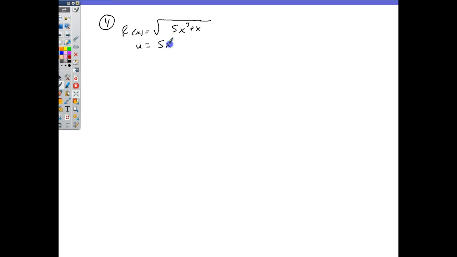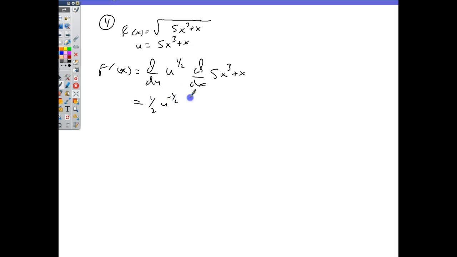Equals 5x cubed plus x. That's what's causing you the most angst. Yes. So then you would say the derivative would therefore be equal to the derivative with respect to u of u to the 1/2 power times the derivative with respect to x of 5x cubed plus x. So that's 1/2 u to the negative 1/2 times 15x squared plus 1.